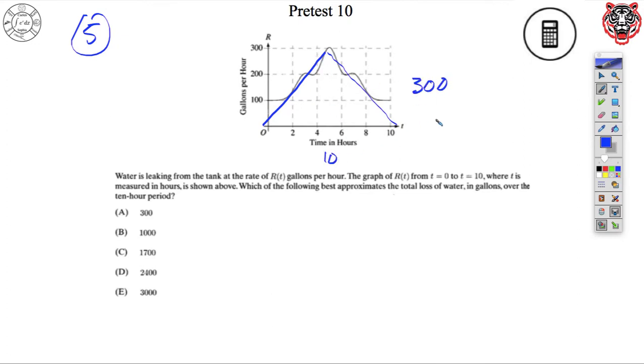So 300 times 10 is 3,000. 3,000 divided by 2 for the area of a triangle is 1,500. And again, it should be a little bit over that because there's this little shape there, little shape there. So it's a little bit over 1,500. Oh, look, 1,700. There it is.